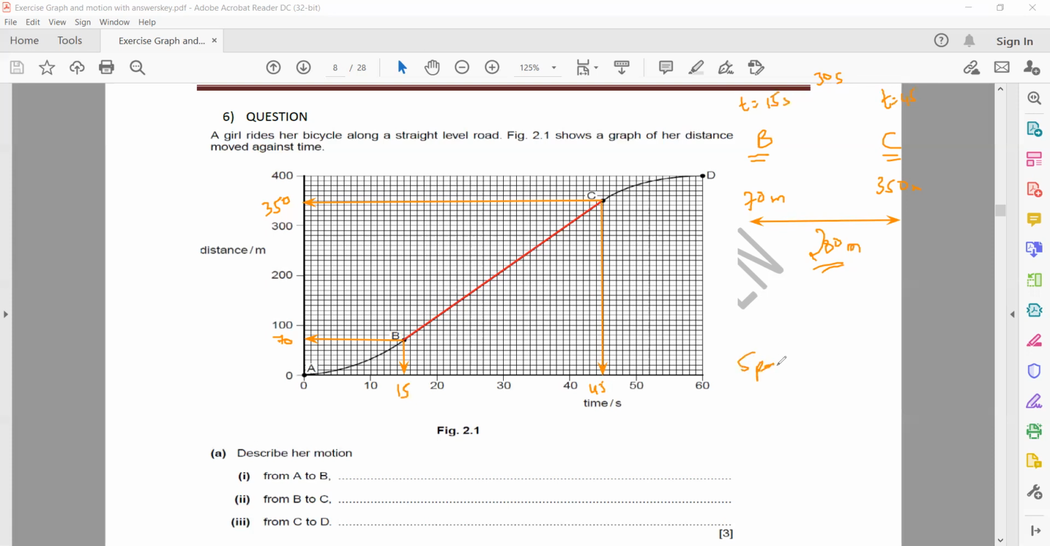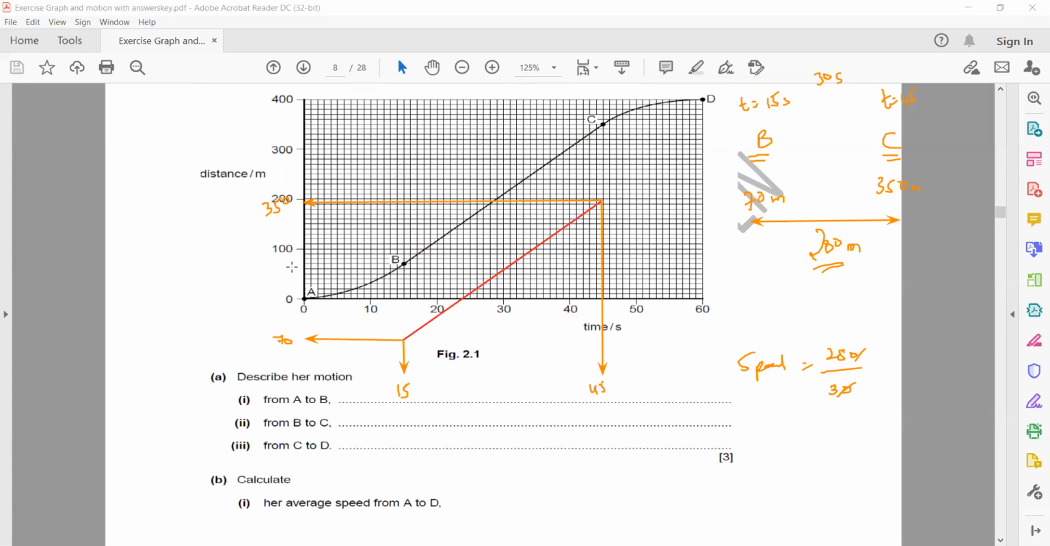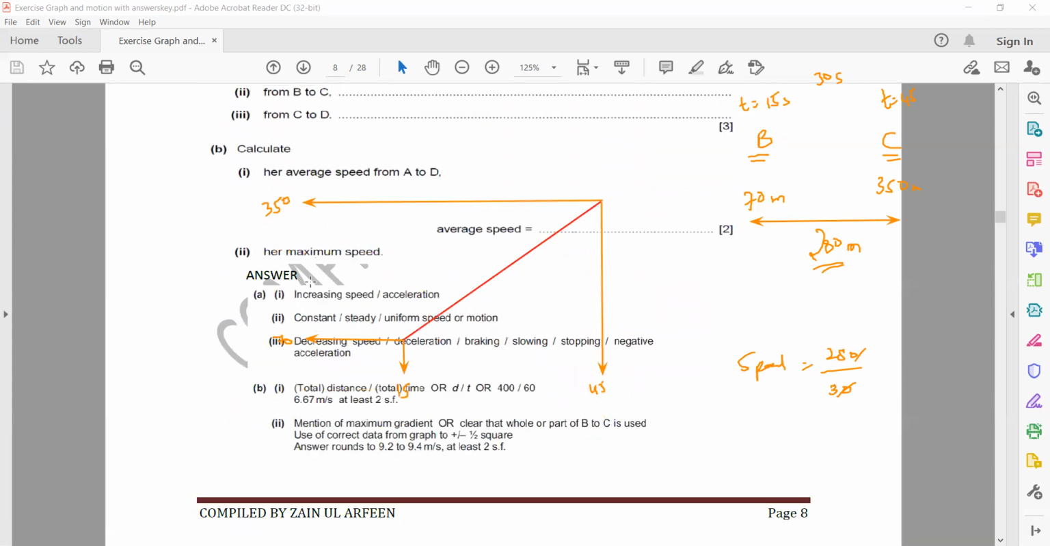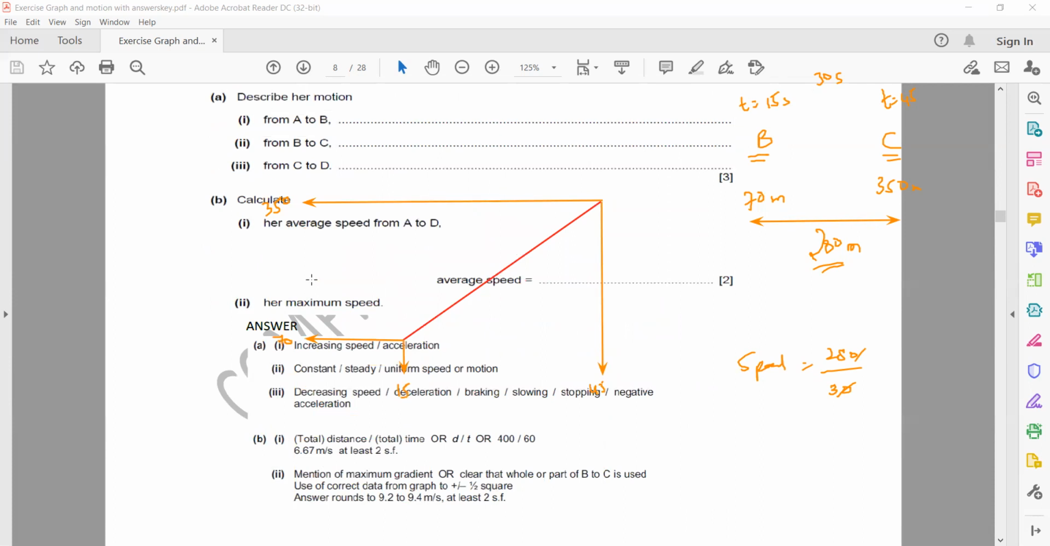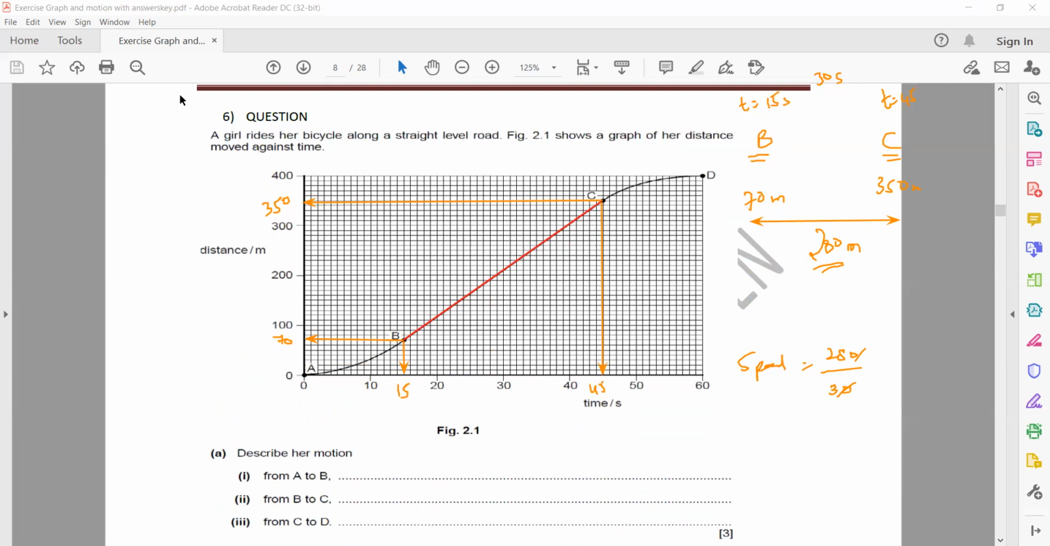Now to get the maximum speed, the distance traveled in this region is divided by time. So 280 divided by 30. So you will get 9.3 meters per second. Is this question clear? Question 6.